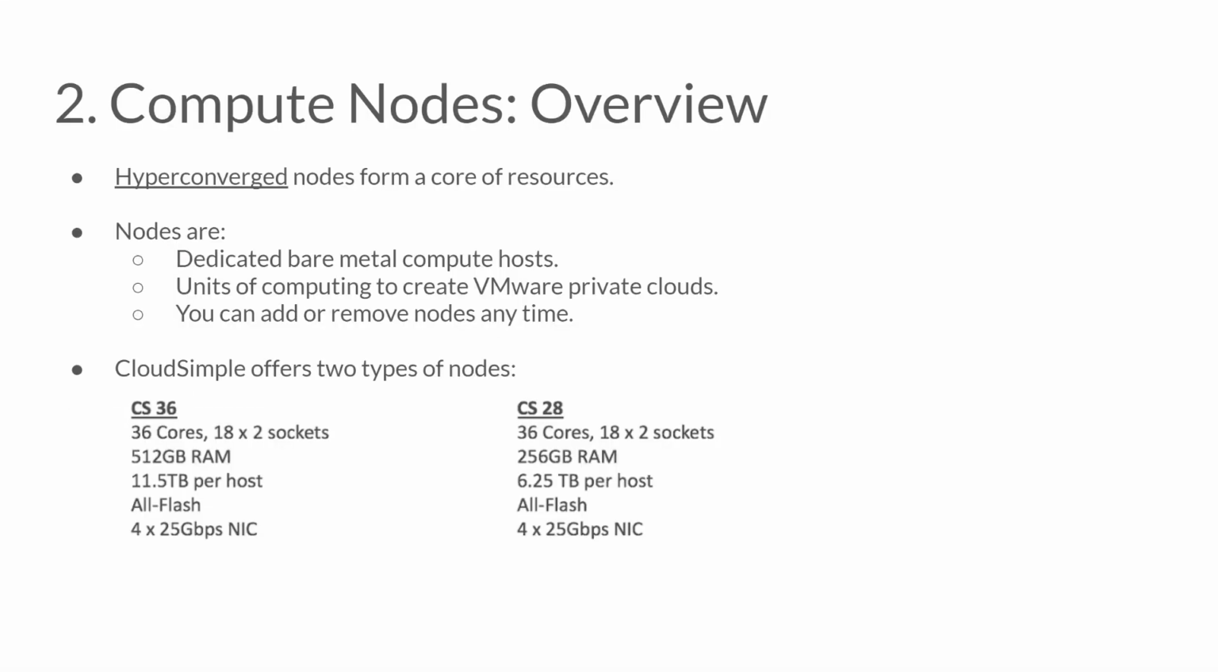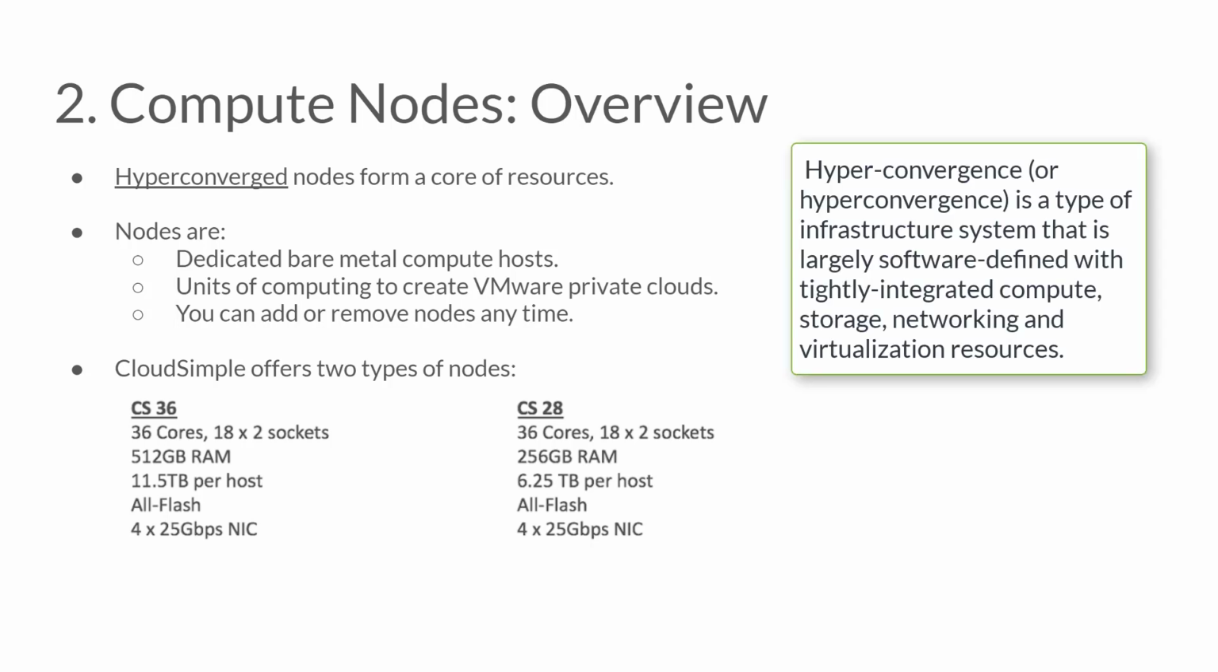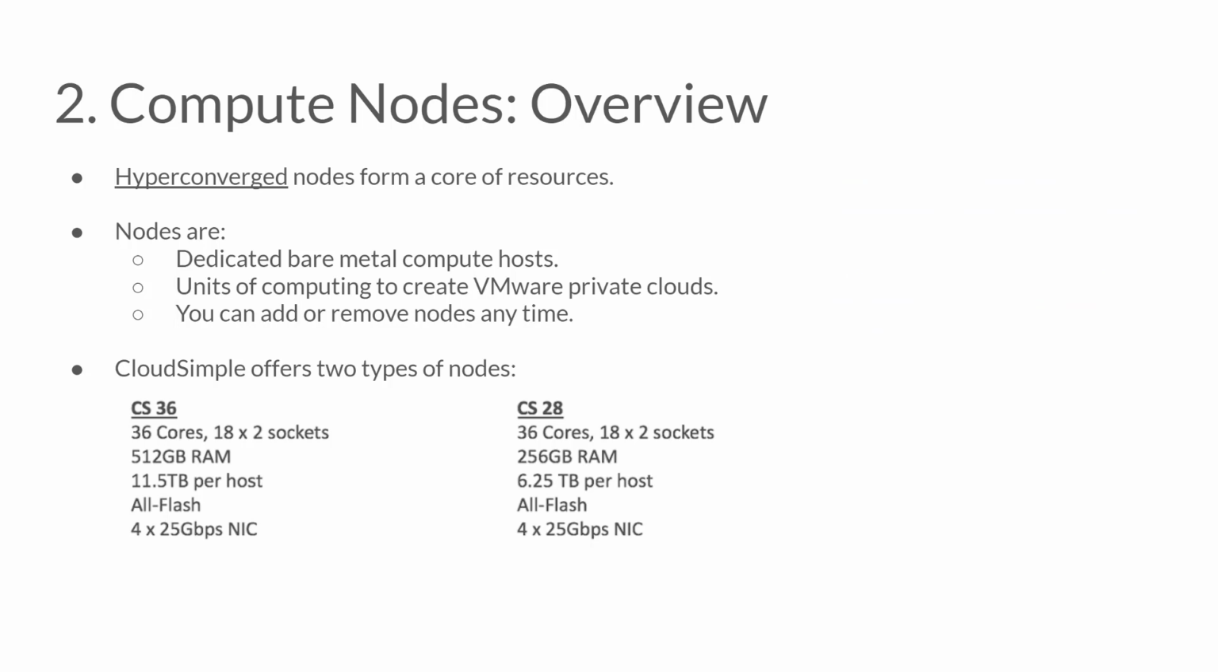Within a cloud environment, hyperconverged nodes provide core resources for computation. For example, they supply the processing, memory, network, and storage that virtual machine instances need. Nodes are dedicated bare metal compute host where VMware ESXi hypervisor is installed. Nodes are the building blocks that create a private cloud.